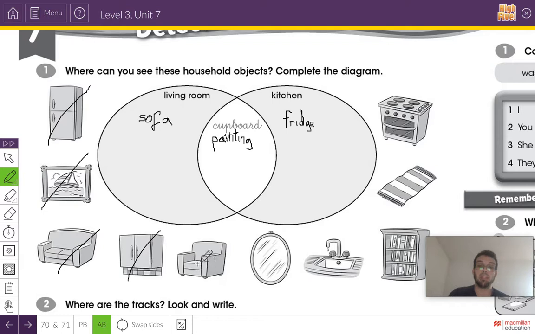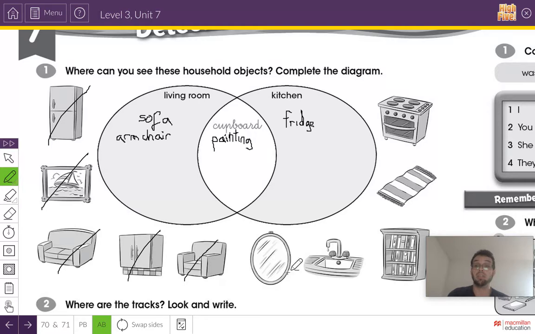Ooh, what was the name of this? Do you remember? Have a look in your book. That's an armchair. Where do we have the armchair? That's right, it's in the living room. That's right, armchair. That's a seat. Chair. Armchair. Okay. Very good.